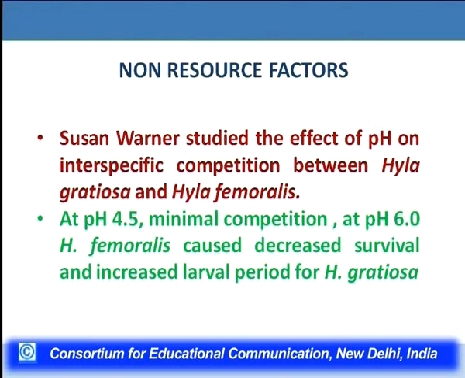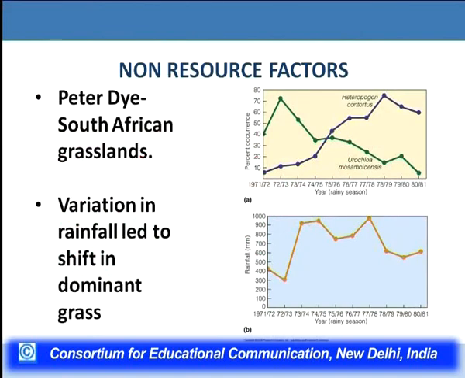Another study was done by Susan Warner on Hyla, which is the frog, on the effect of pH on the growth of the larvae of Hyla gratiosa and Hyla femoralis. It was found that at pH 4.5 there was very little competition, but at pH 6 Hyla femoralis individuals caused decreased survival of Hyla gratiosa larvae, and also an increased larval period for Hyla gratiosa.